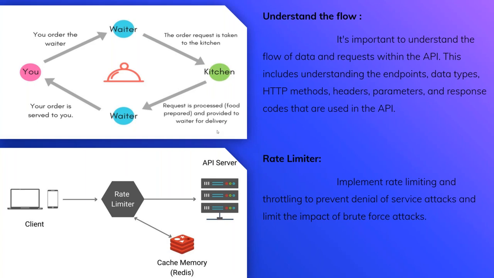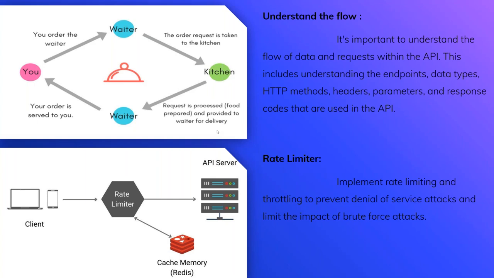Additionally, understanding the headers, parameters, and the response codes used in the API is crucial for understanding how clients and servers communicate with each other. These understandings must be in place for API best practices. By having a clear understanding of how data and requests flow within the API, organizations can better identify potential security vulnerabilities and areas of improvement.